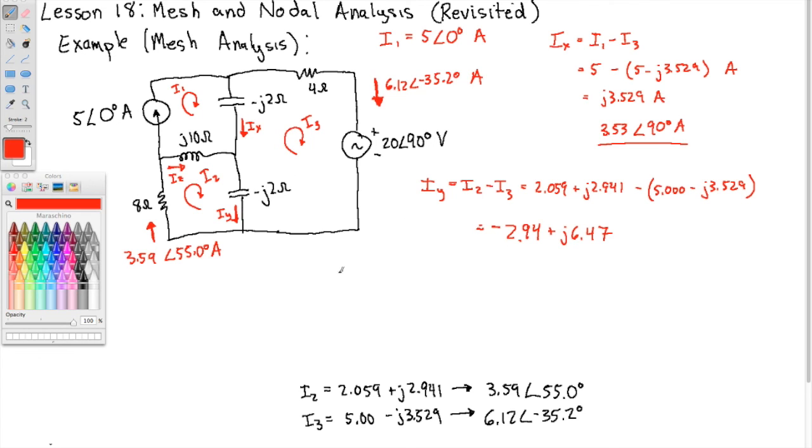And now similarly, if we wanted IZ, well, in the direction that I've chosen for IZ, I2 is with us, and I1 opposes us. So that subtraction, I'm going to keep in rectangular form. So this is 2.059 plus J 2.941, minus 5 angle 0, which is just 5.